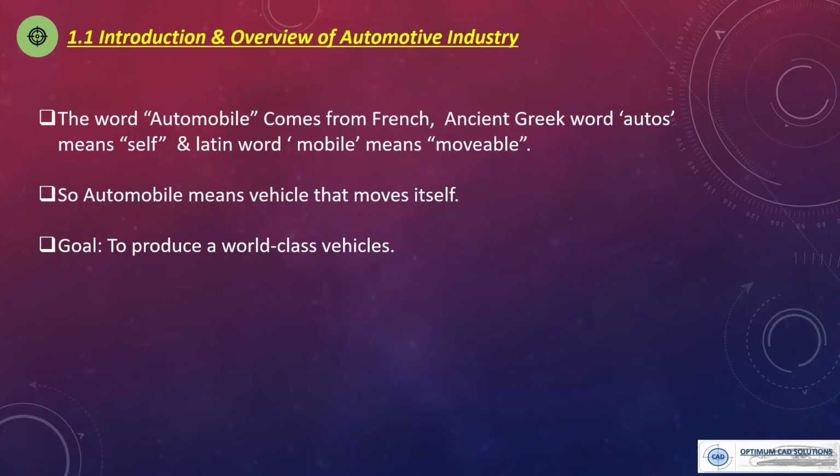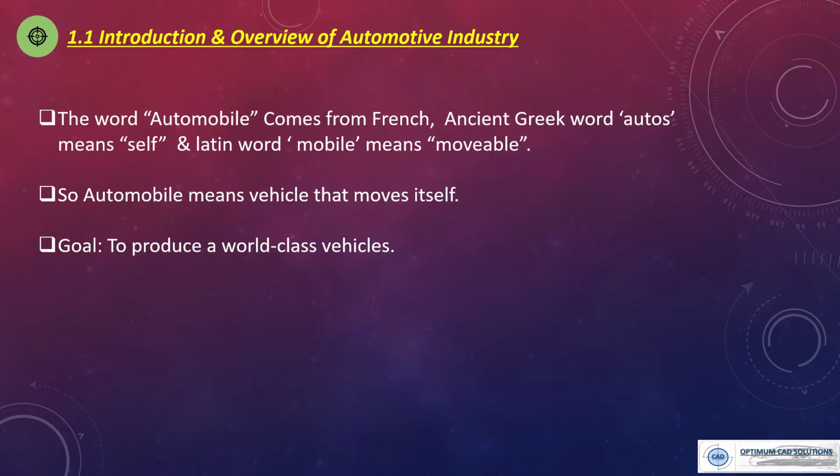The word automobile came from the French, from the ancient Greek word autos, meaning self, and the Latin word mobile, meaning movable. So simply, automobile means a vehicle that moves itself. The automotive industry is an extremely large, globalized organization, employing thousands of people with a common goal to produce world-class vehicles. The complex structure must stay one step ahead of its competition with quality, customer satisfaction and new technologies to build a better product.